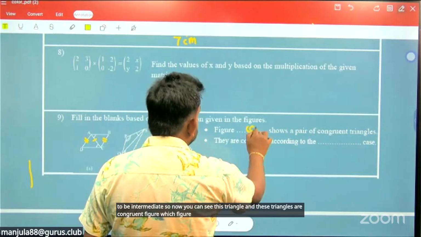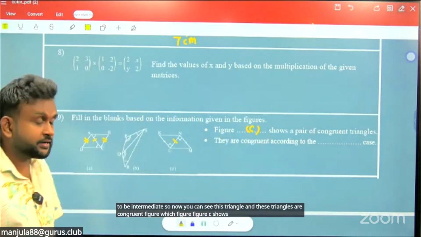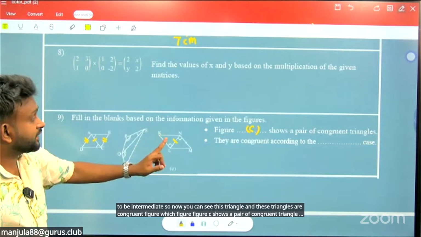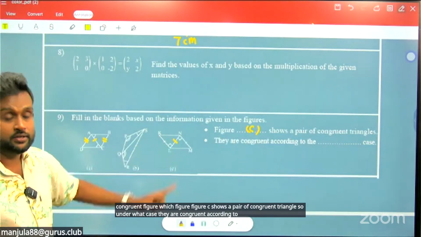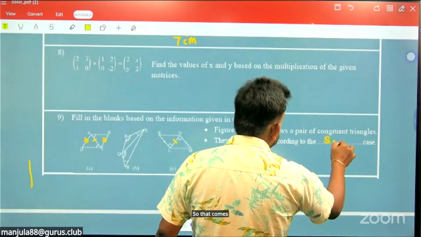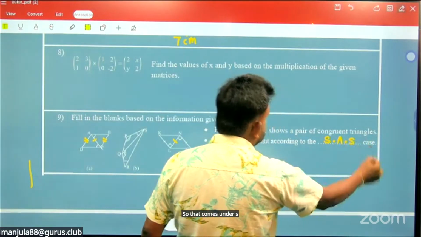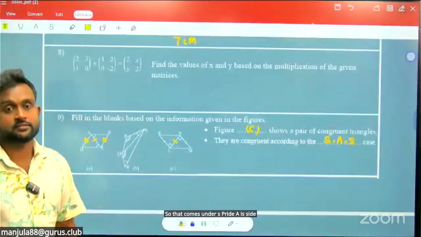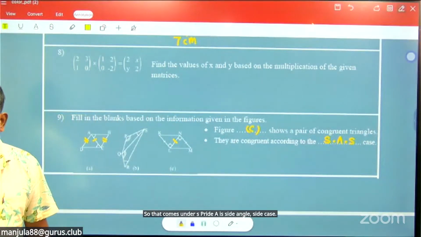Figure C shows a pair of congruent triangles. So under what case are they congruent? According to the side angle side case. So that comes under S, right? Side angle side case. Make the corrections there.